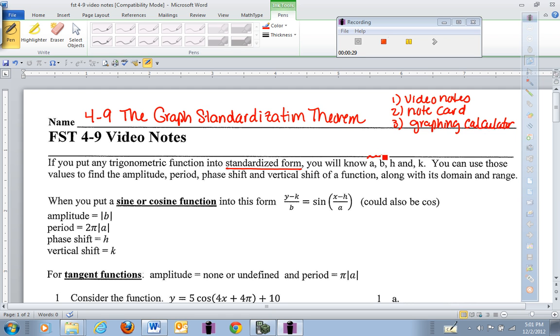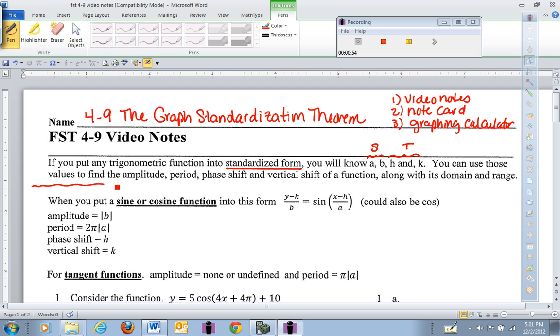Remember, the A and the B are from the scale change, and the H and the K are from the translation. You can use those values to find the amplitude, the period, the phase shift, the vertical shift of a function, and the domain and the range. Okay, so to do this lesson, you need to grab about 3 things. You're going to need these video notes, a blank note card, and your graphing calculator for a problem that we'll do on the back of it.